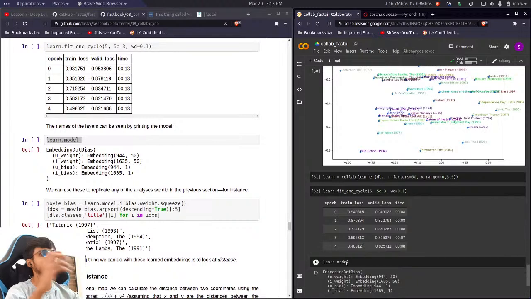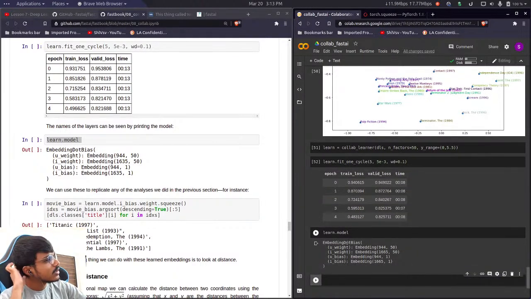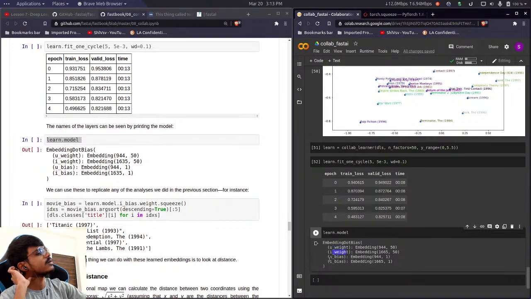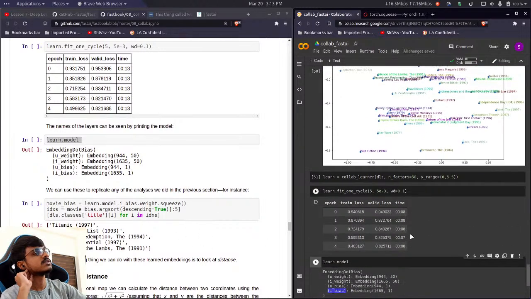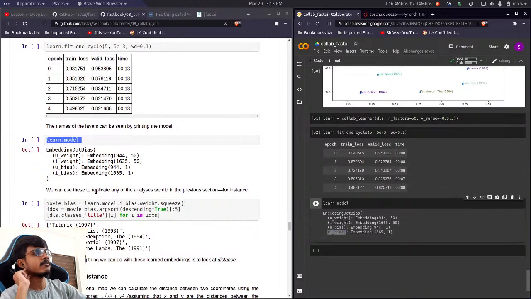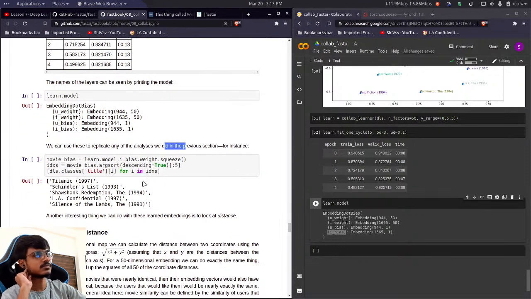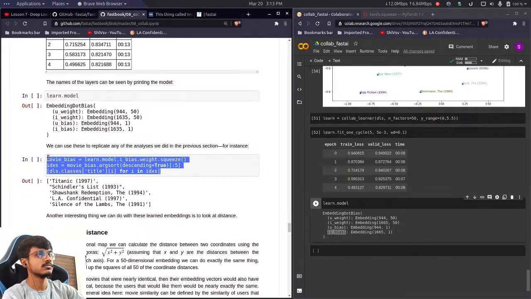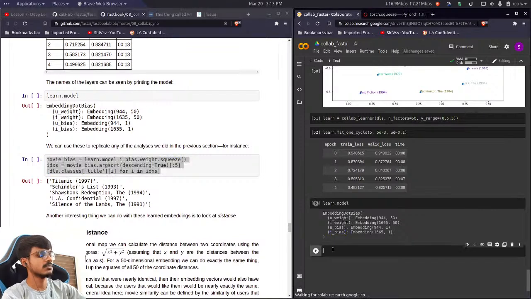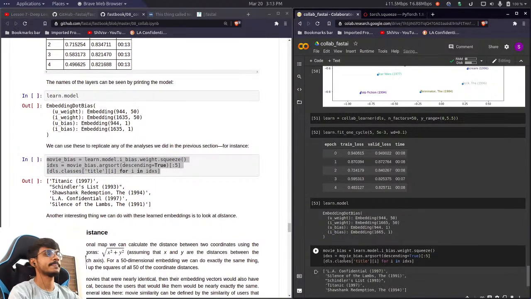learn.model. It's an EmbeddingDotBias model with user weight, item weight, user bias, and item bias, which is the same as our custom model. We can use this to replicate any of the analysis we did in the previous section. Let's fire up this command as well. This is giving us almost the same results.